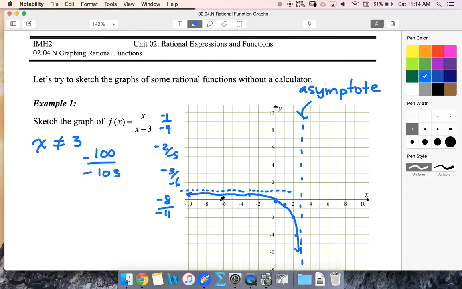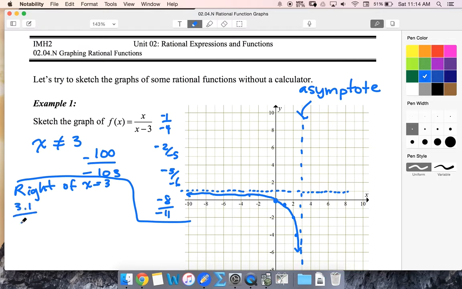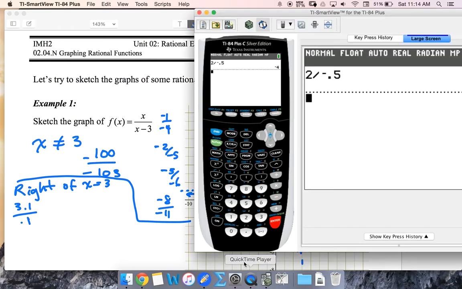And there we go. So that's on the left of 3. Now let's think about what happens on the right of 3. So if I think of numbers between 3 and 4, if we started with like 3.1. So now we're thinking on the right-hand side, right of x equals 3. So 3.1, I would get 3.1 divided by 0.1. So that's a positive number, but again, I've taken a number and divided it by a small decimal, which makes a very big number.